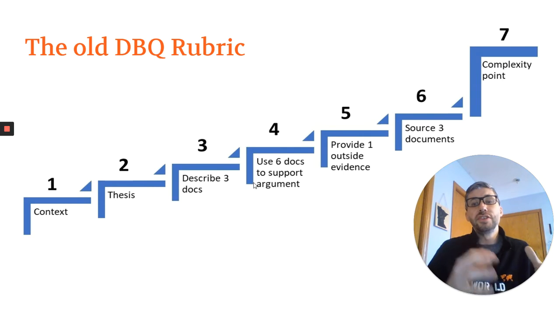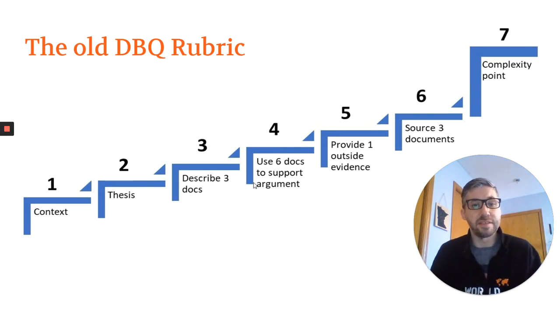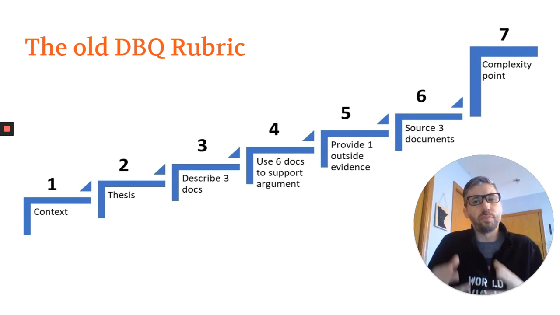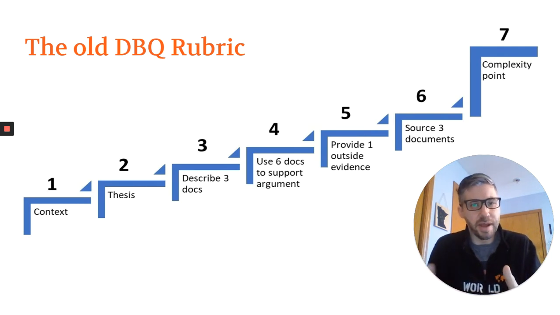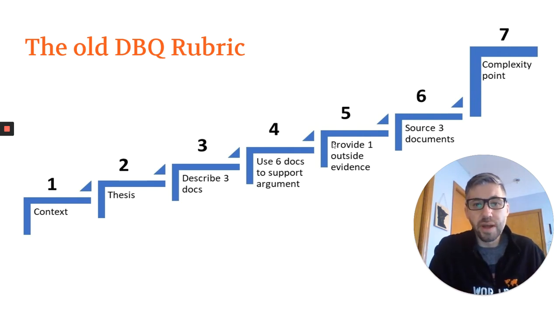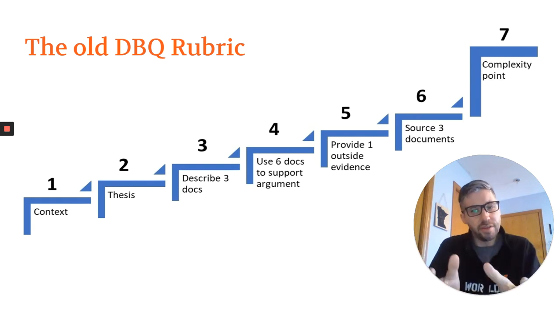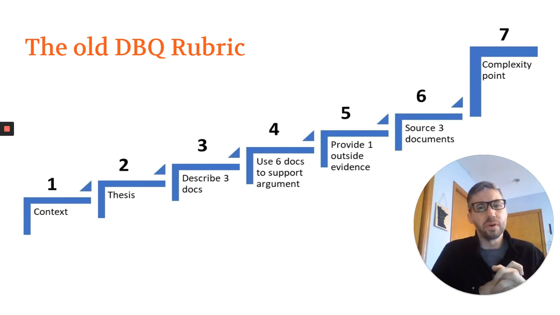Much harder to get is use 6 out of the 7 documents to support your argument, right? You're not just describing them, you're actually supporting the argument that you're making along the way. We've gotten pretty good at that, students. This is one area where we're feeling a lot of confidence. Provide 1 outside evidence. This is a challenge, but it's a good challenge, right? It's like bring in 1 piece of outside information that you can set on the table and say, this also supports my argument or qualifies or adds some contour or explains my argument a little bit more.